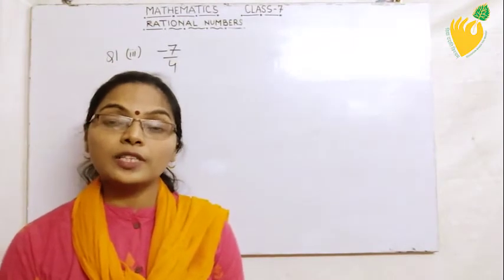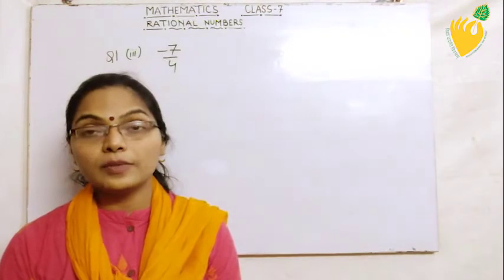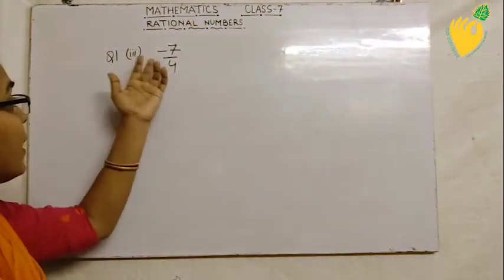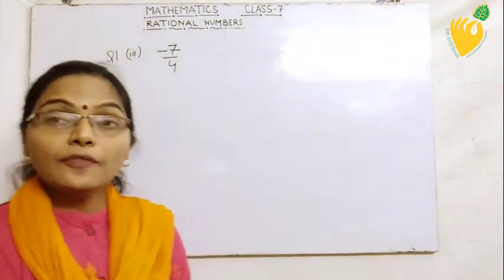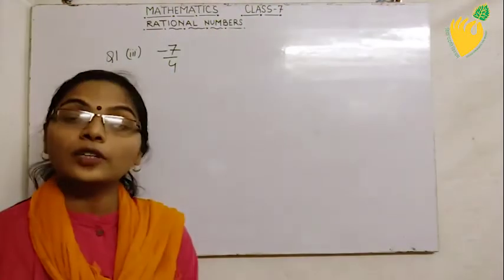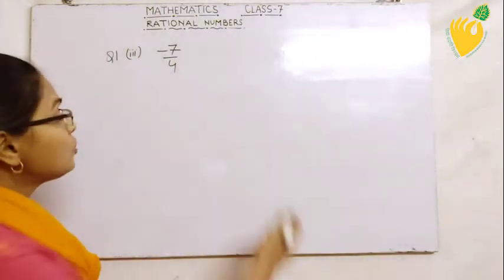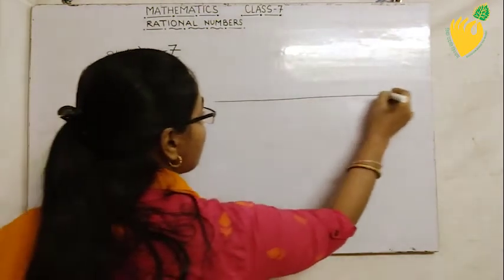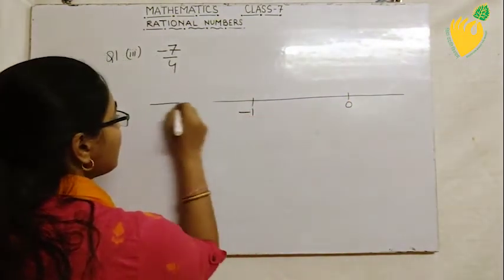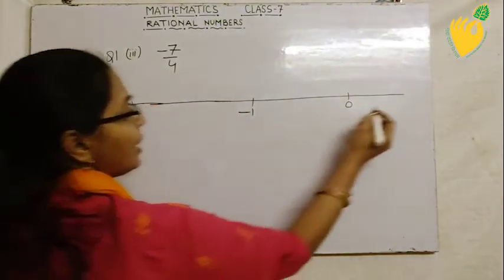Now students, let's do some questions from Learning Check 4.2. The first question is, represent the following rational numbers on the number line. I am taking the third part of question 1, that is minus 7 upon 4. We have to notice that this is a negative rational number, so it will be on the left hand side of the 0 on the number line. Students, we will first draw a number line and we will focus more on the numbers which are on the left hand side.